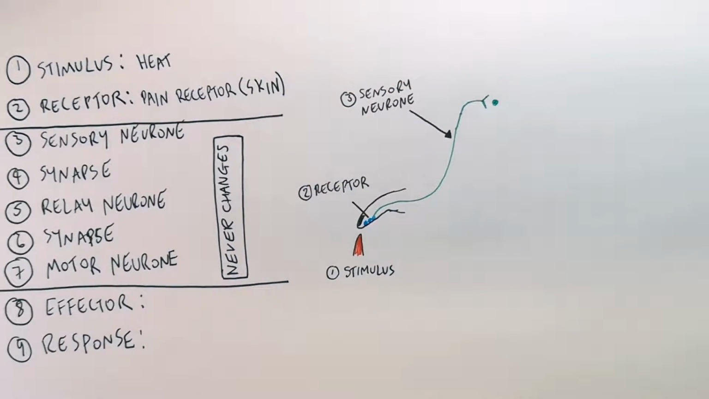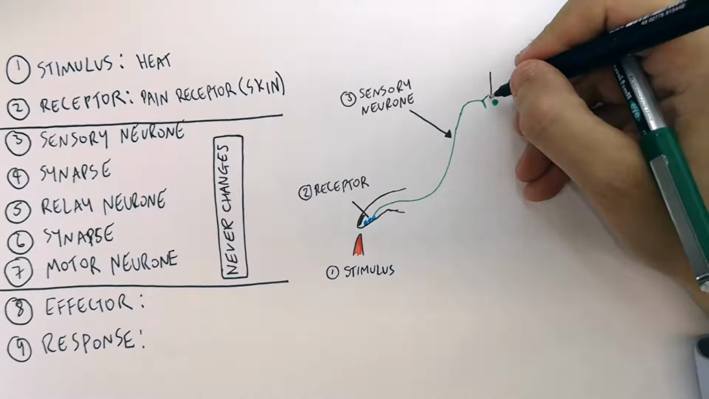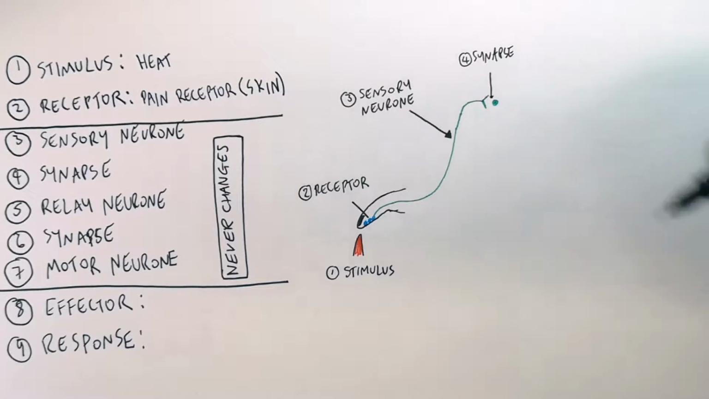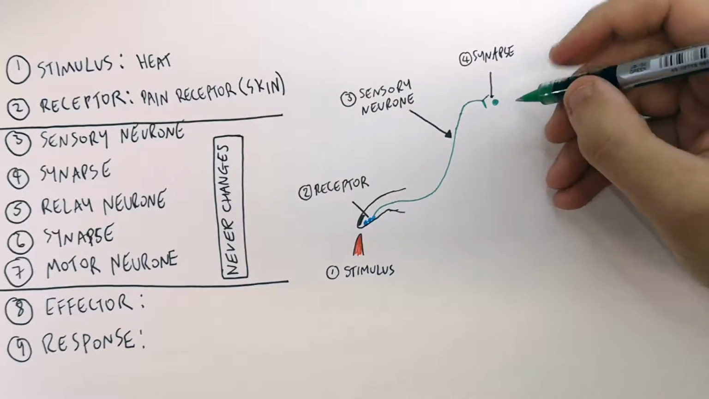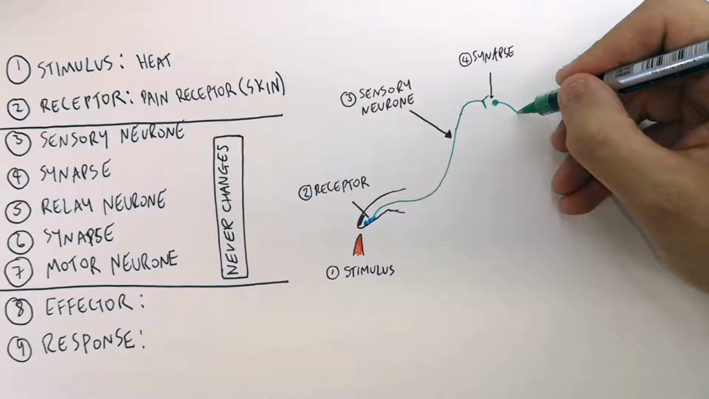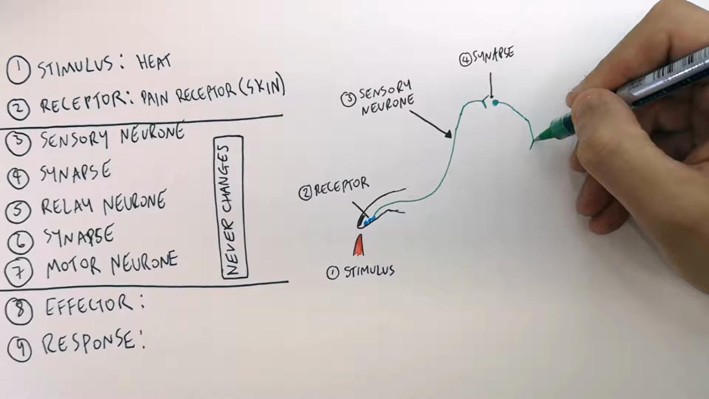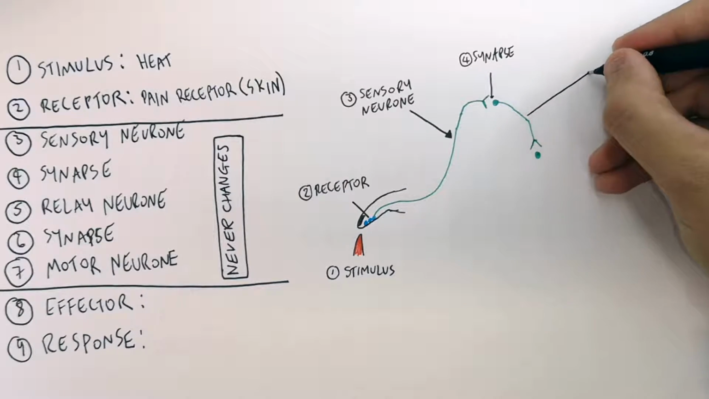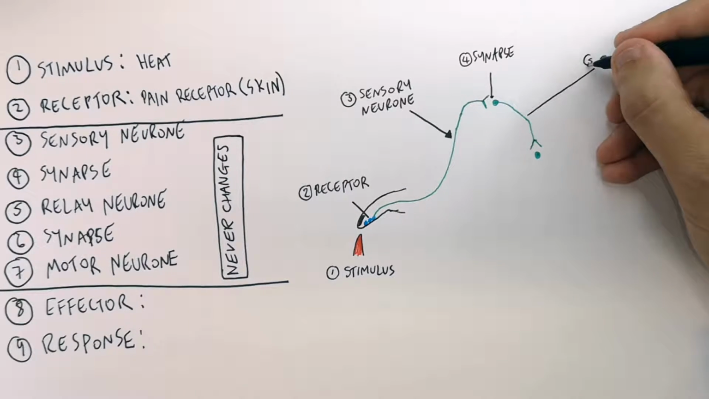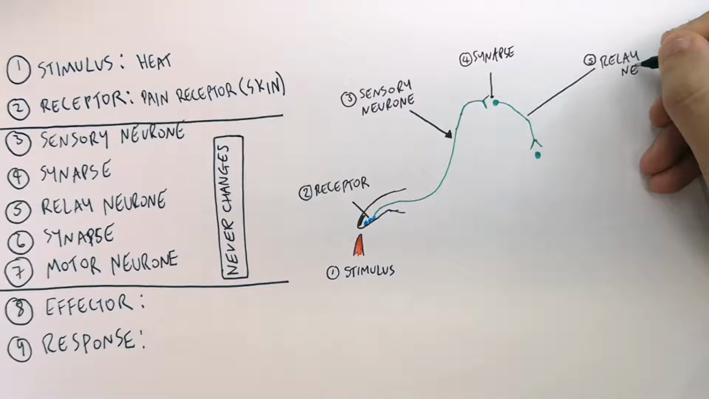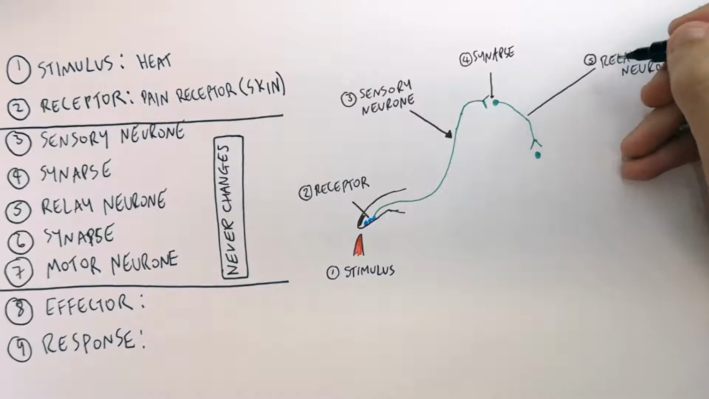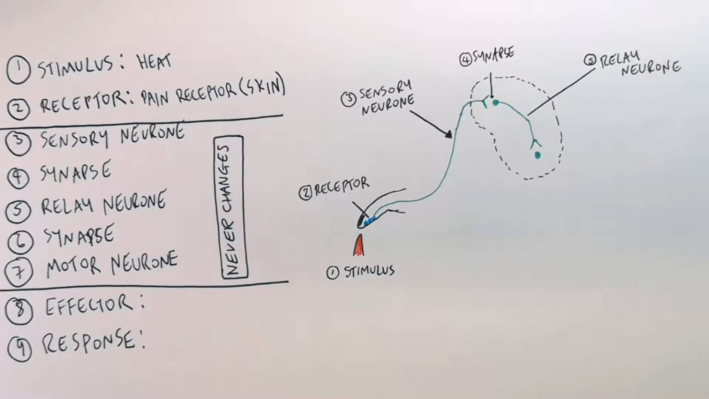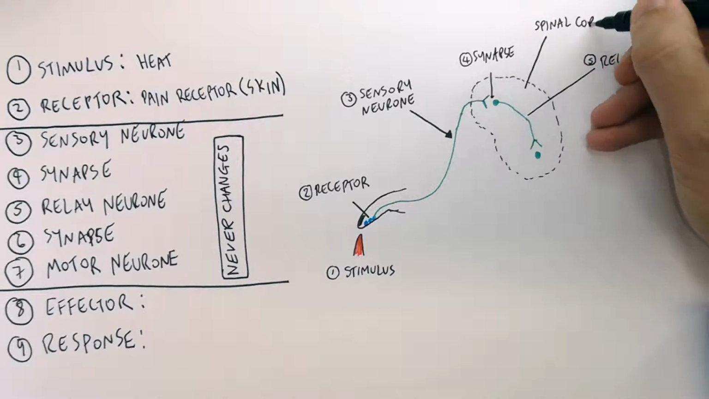Then we get to a synapse, which you learn about in a different video. So the synapse is a gap between two neurons. So there's always going to be a synapse between two different neurons. And in this case here, it is the relay neuron. That's the second neuron in the reflex arc. And you find the relay neuron in the central nervous system. So that is in the brain and in the spinal cord, which is what I'm drawing now, the spinal cord.